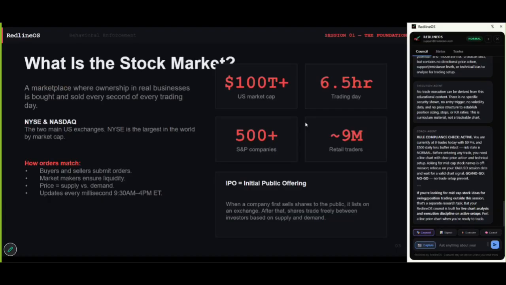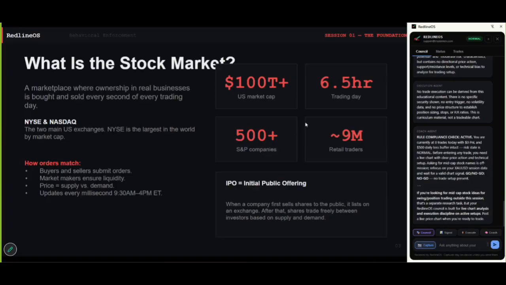Like I said, we're going to look at what the stock market actually is. It's a marketplace where ownership in real businesses is bought and sold every single trading day. You can think about a stock market like a grocery store. Let's take for example Walmart. Walmart helps producers sell goods to consumers like us. As simple as that.